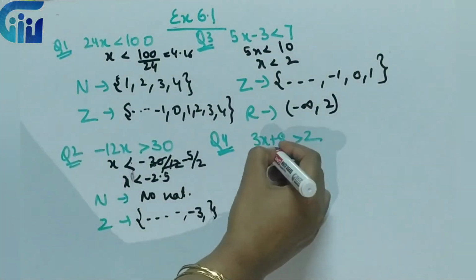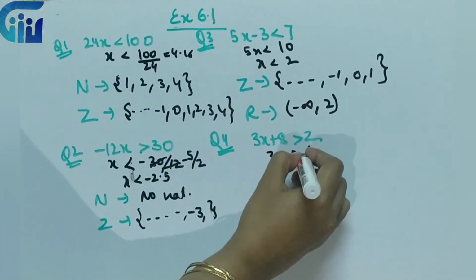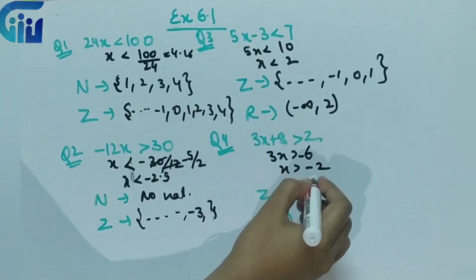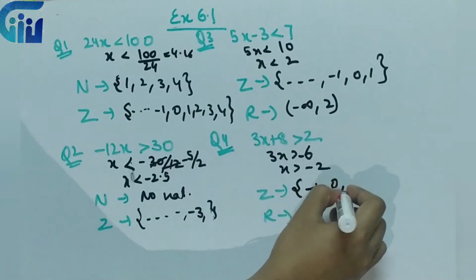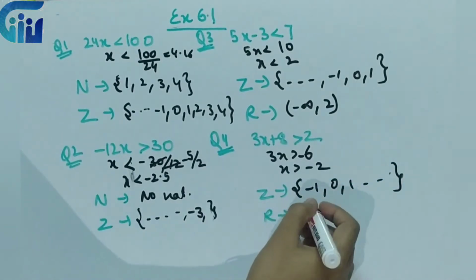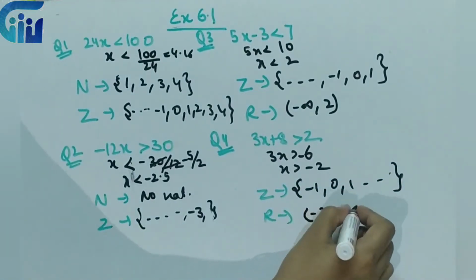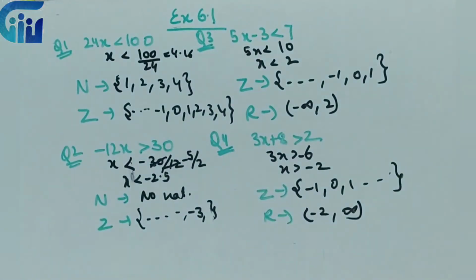Similarly, for 3x plus 8 this will come out to be minus 6, so x is greater than minus 2. If it is an integer, greater than minus 2, we will be writing minus 1, 0, 1 and dot dot. If it is a real number, we will write minus 2 till infinity, right? So this is how we will be solving these 4 questions. Moving on to the next question, number 5.